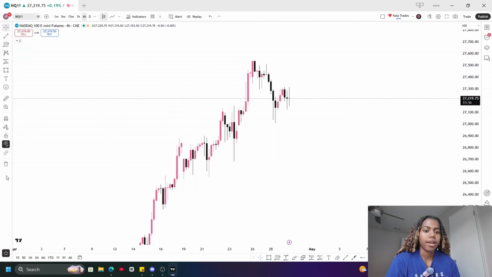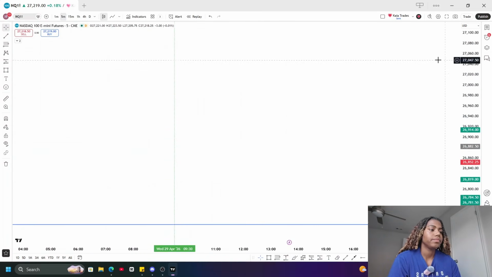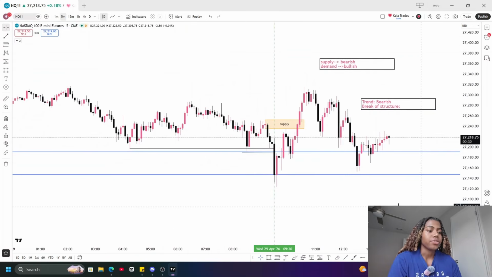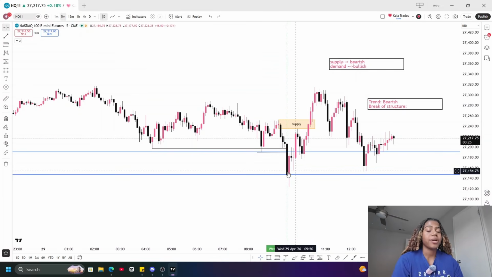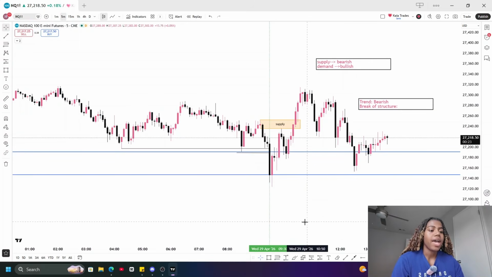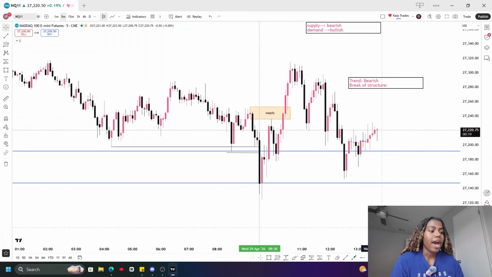So we're going to go back down to the 5-minute. Since I didn't mind looking for a buy, I waited for price to come down to a very important level, and then I waited for a demand zone to present itself. How do we get a demand zone? We wait for a break of structure.